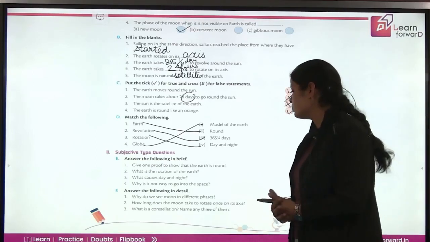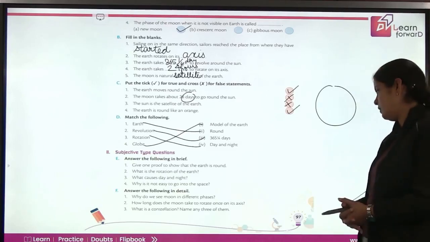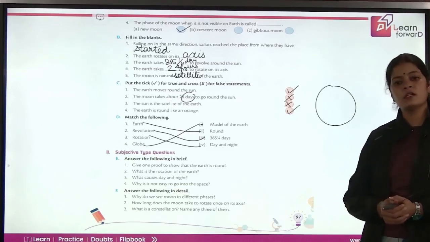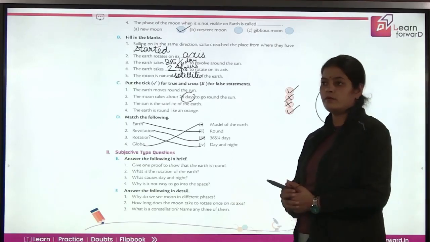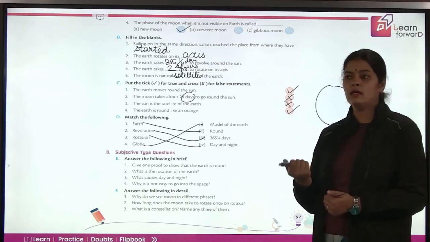How long does the moon take to rotate once on its axis? 29.5 days. What is a constellation? A group of stars that form a recognizable shape is called a constellation. Name any three: Orion, Leo and the Great Bear.